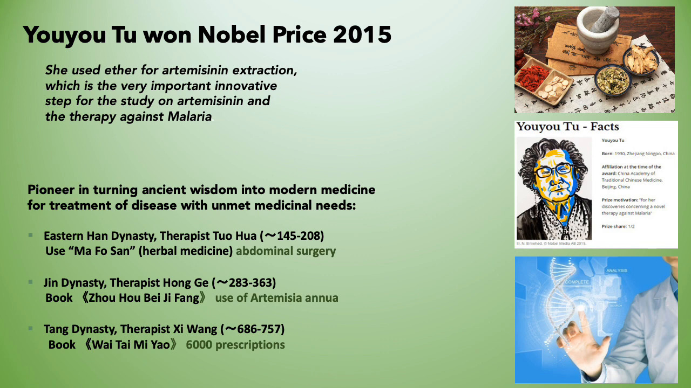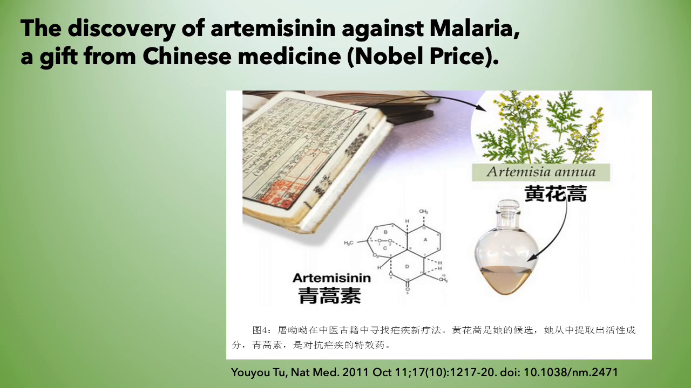They date from about 150 to 280 years or to 707 years, and describe treatment of malaria-like disease. At that time, it was not called malaria, it was called hot and cold fever, and they typically used this herb for treatment of this disease. Therefore, Youyou Tu said the discovery of artemisinin against malaria is a gift from Chinese medicine, because inspired by the ancient book, she isolated artemisinin from Artemisia annua.